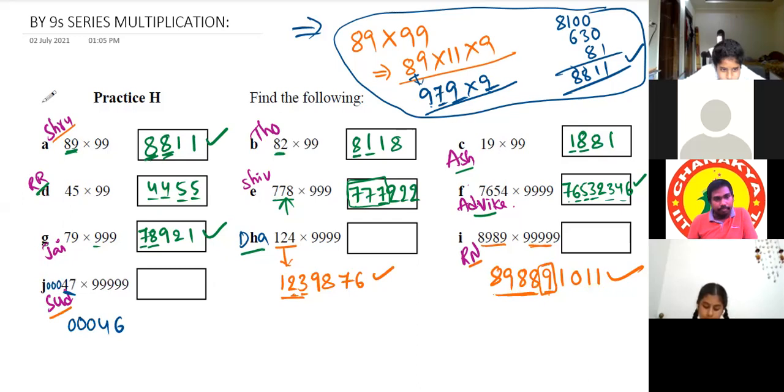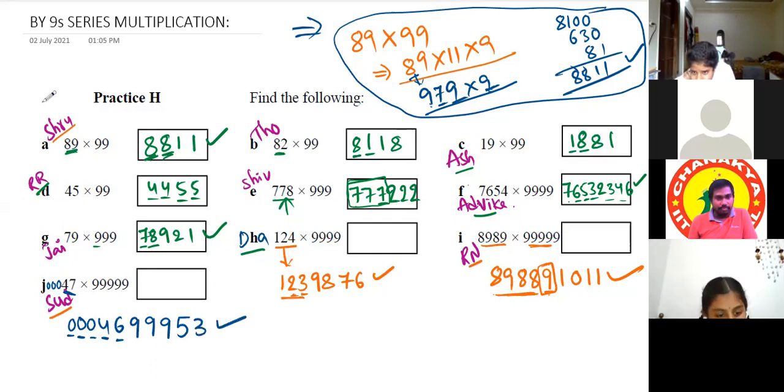Okay. 9 minus 0 is 9. 9 minus 0 is 9. 9 minus 0 is 9. Then 9 minus 4 is 5. Okay. 9 minus 6 is going to be 3. That's all. That's the answer.